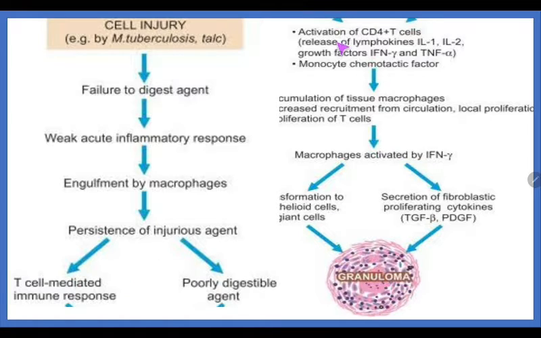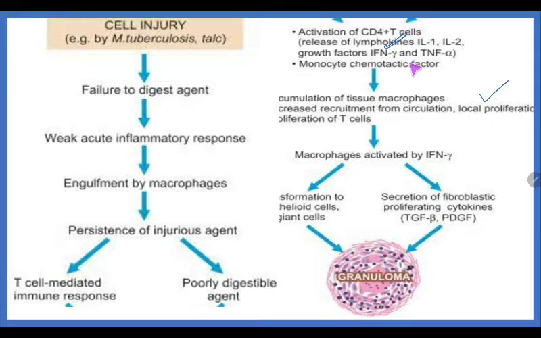Because of that, there is activation of CD4 cells, and that releases cytokines, especially interleukin 1, interferon gamma, tumor necrosis factor alpha, as well as monocyte chemotactic factor. Remember interferon gamma at least. Because of this, there is accumulation of tissue macrophages, and there is decreased recruitment from the blood. There is local proliferation of T cells.